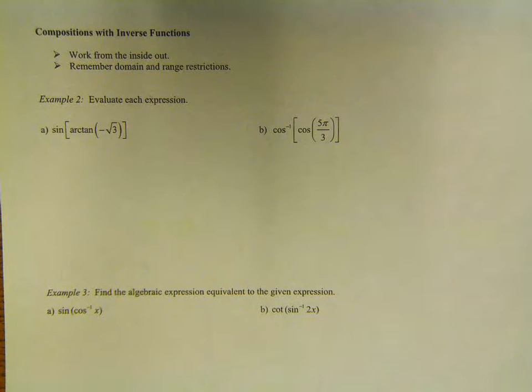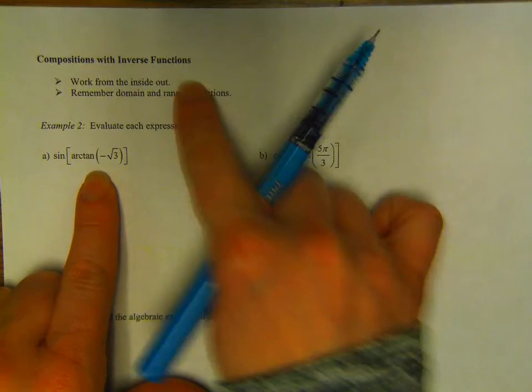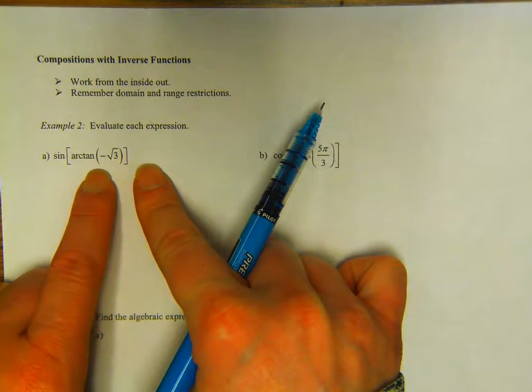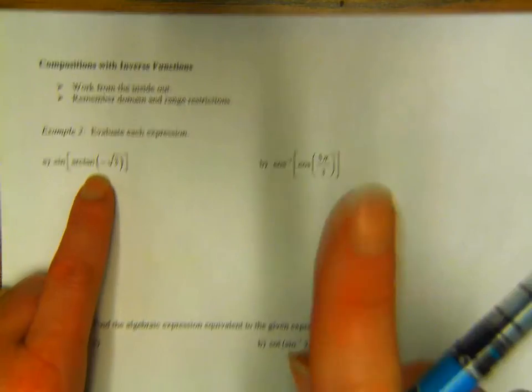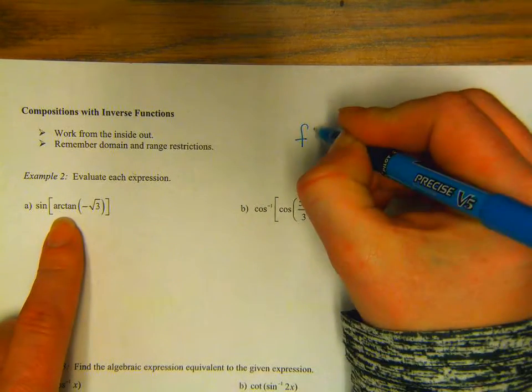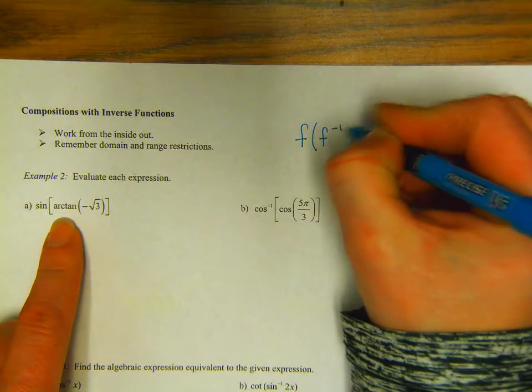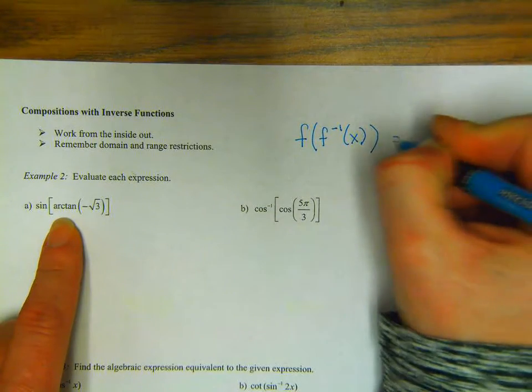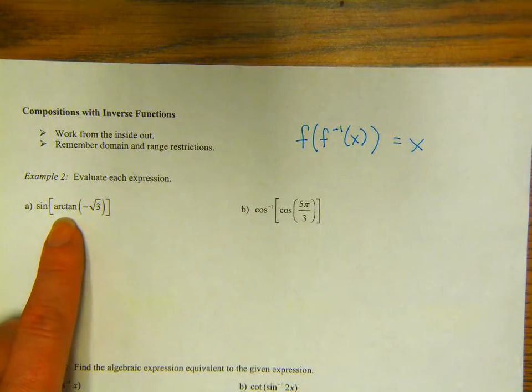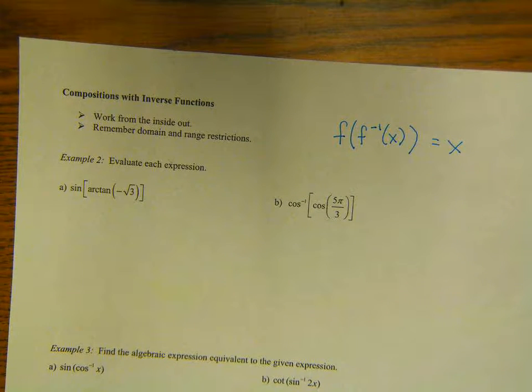Let's just refresh. Composition means you're putting one function in and then evaluating another function based on its output. And this means I start with the inside and work out. Okay? Normally keep in mind that if a function, you take the composite of its inverse. Normally we talked about how you get x back, correct? So inverse functions would be cos and cos inverse, sine and sine inverse, tan and tan inverse.